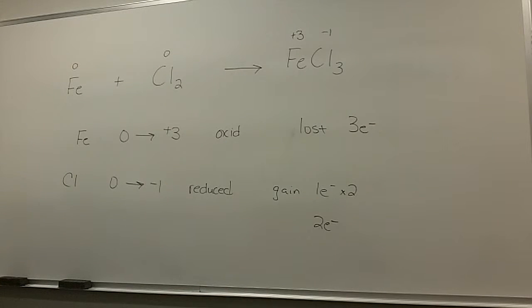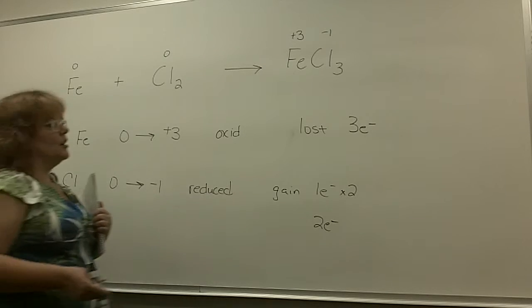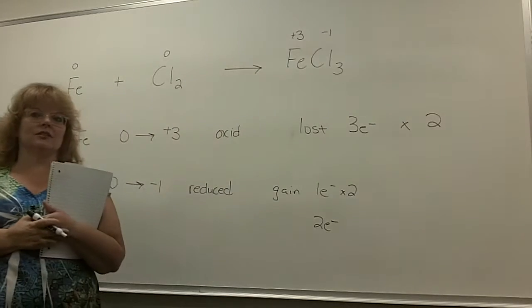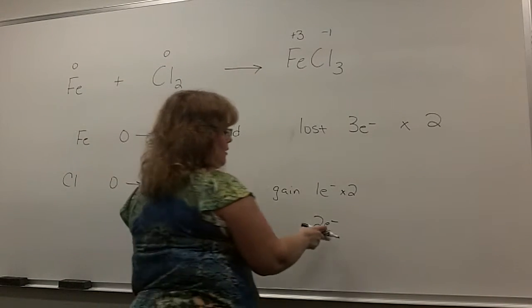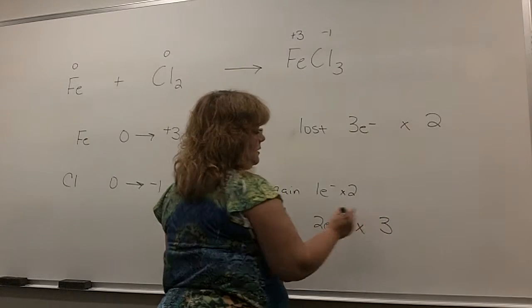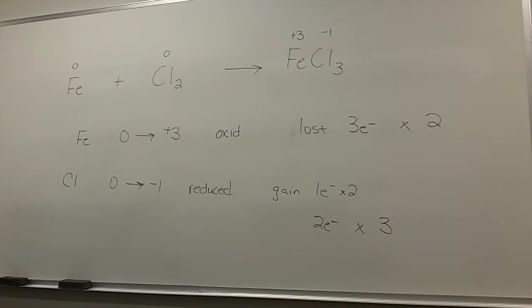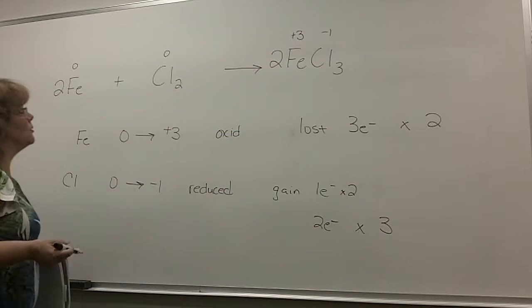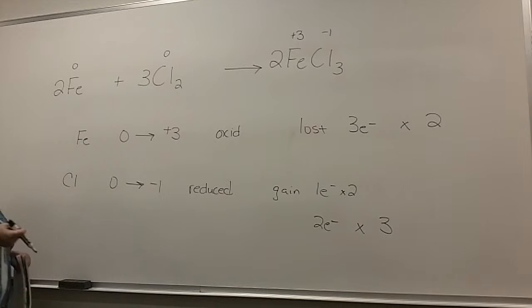So what I need to do then is balance a common number for 2 and 3. What's the common denominator for 2 and 3? 6. So for every iron, I'm going to need to multiply it by 2 to make 6 electrons total. For every chlorine, I'm going to need to multiply it by 3 to make 6 electrons total. So to balance the equation, every iron needs to have a 2 in front of it, and every single chlorine needs to have 3. So a total of 6 and 6.